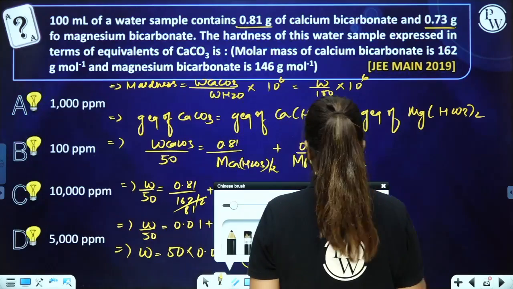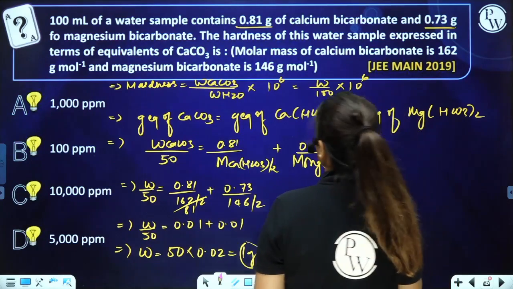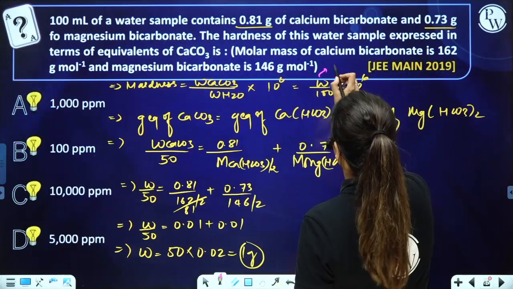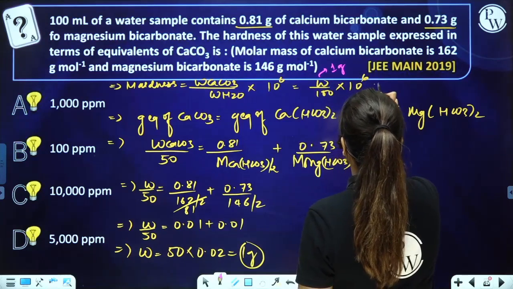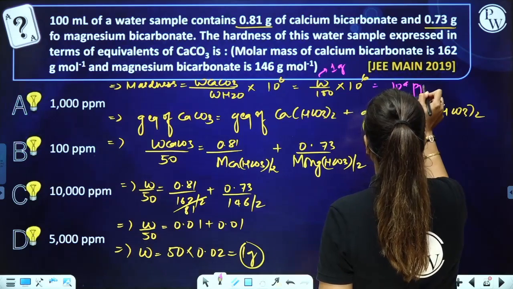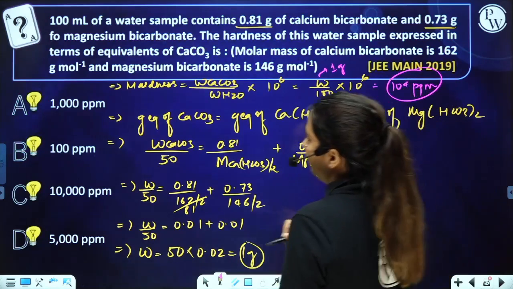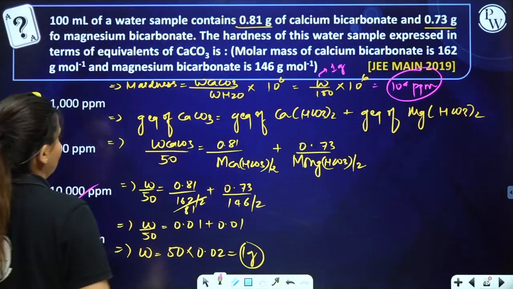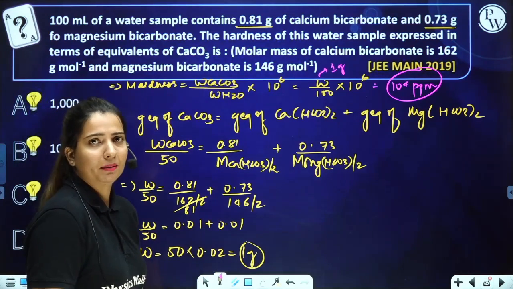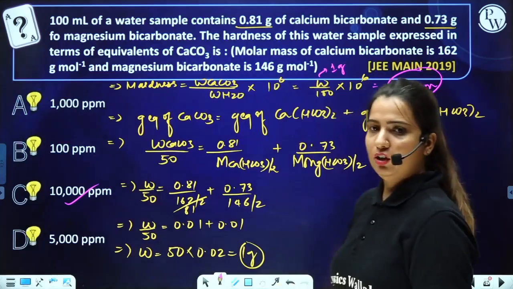Now, put the values. This weight you have to put, 1 gram. So the answer will be what? Answer will be 10 to the power 4 ppm. 1, 2, 3, 4. 10 to the power 4 ppm. 1 gram we are getting as the weight, divided by 10 to the power 6, so we will get the answer in ppm. This is also a very easy question.